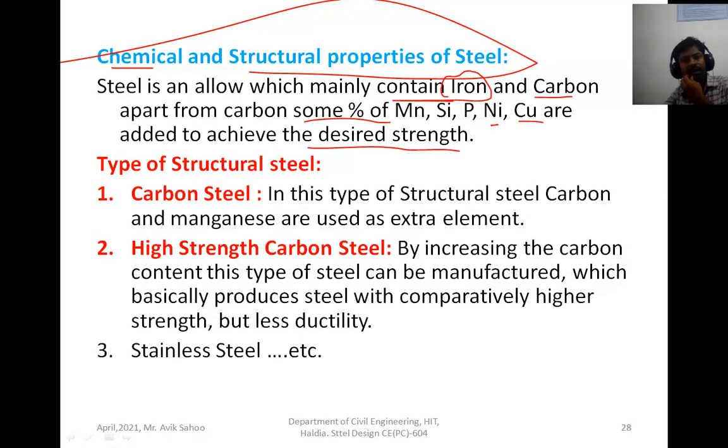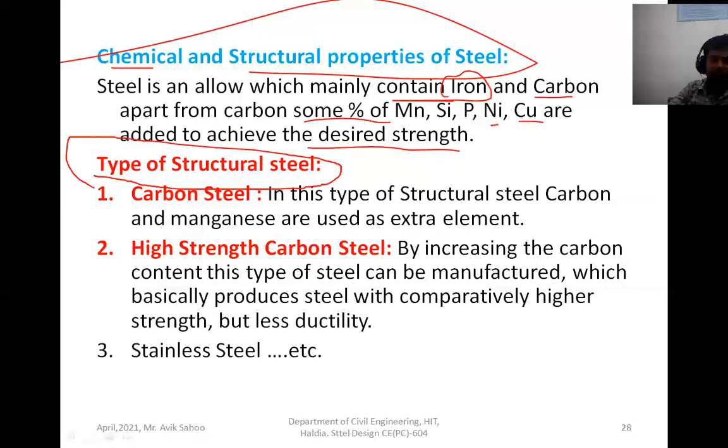To get the strength, some percentage of manganese, silicon, phosphorus, nickel, copper are added. So it mainly contains iron, and we add carbon to increase the ductility or to increase the strength. Now you see that different types of steels are available, like carbon steel, which is mainly used in civil engineering structures.